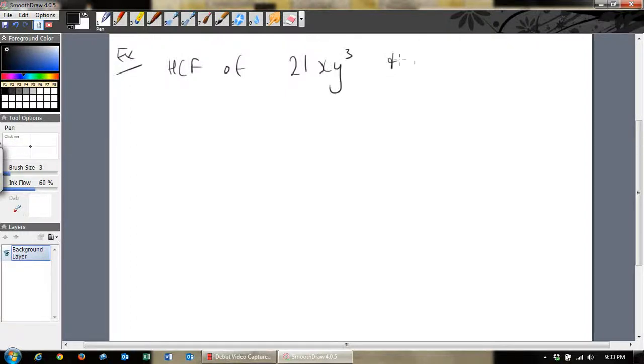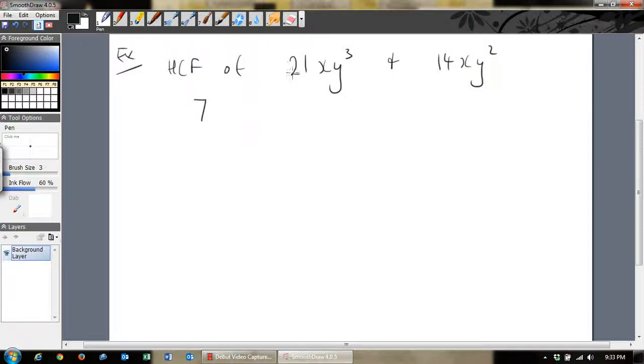cubed and let's just say 14xy squared. Okay, so firstly look at the number. What's a number that goes into 21 and it goes into 14?